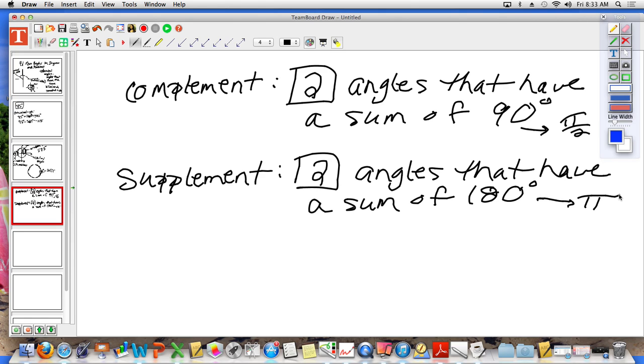Now, like I said before, if you have a problem asking you to find the complement of some angle, and it gives it to you in terms of radians, please by all means change it to a degree, and then switch your answer back to a radian, okay? Or just do it in terms of pi, in terms of radians too.